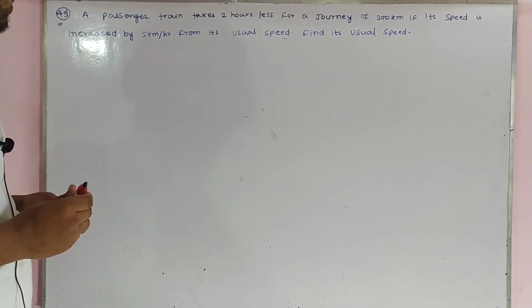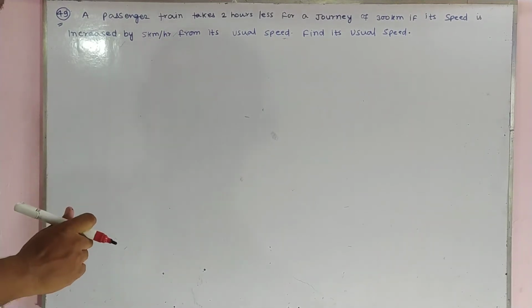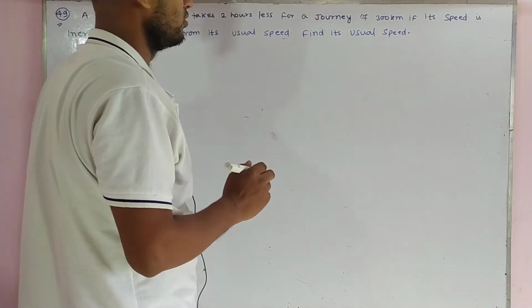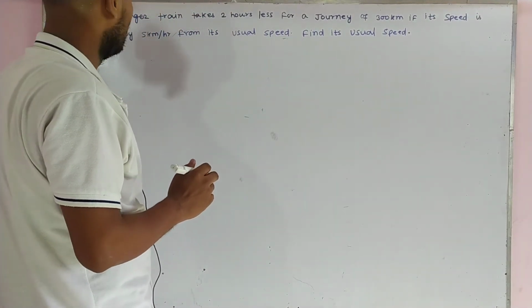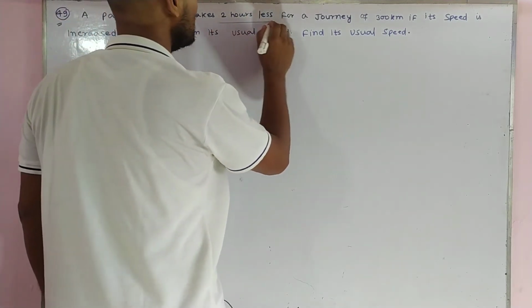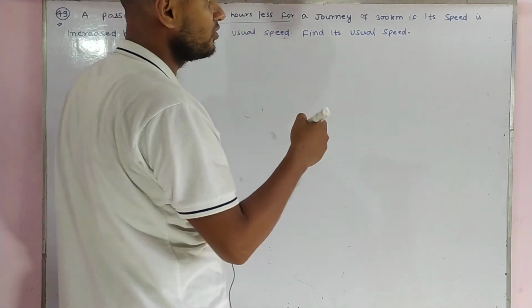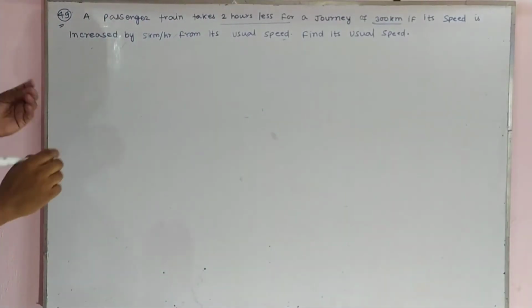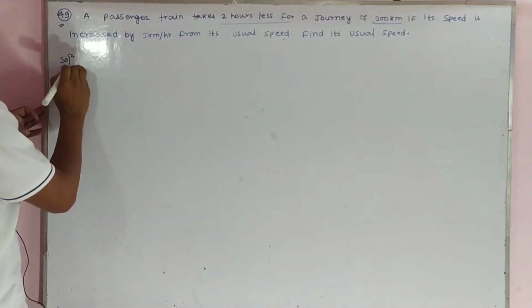Today we are going to solve question number 49. A passenger train takes 2 hours less time for a journey of 300 km. The distance is given, that is 300 km. Let us see the solution of the question.